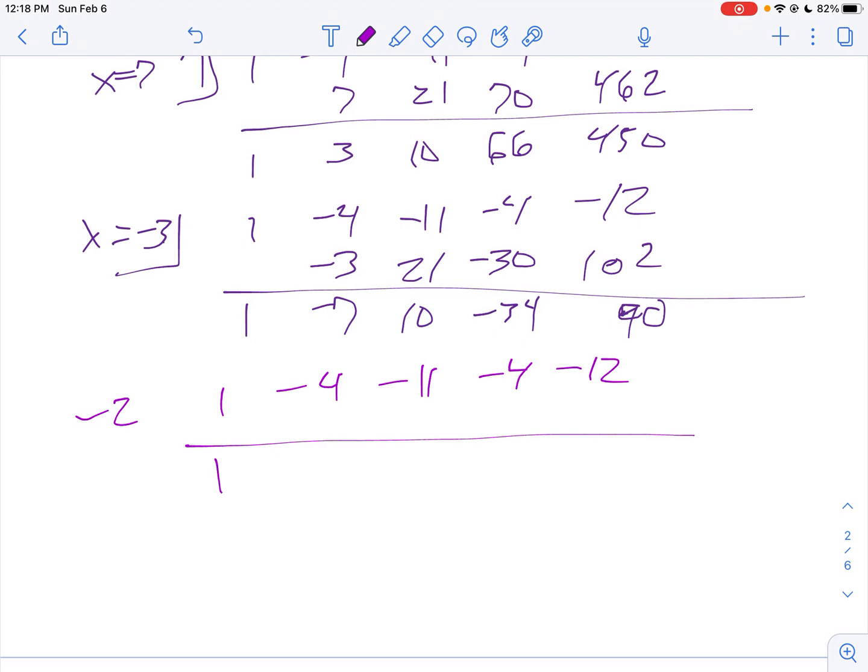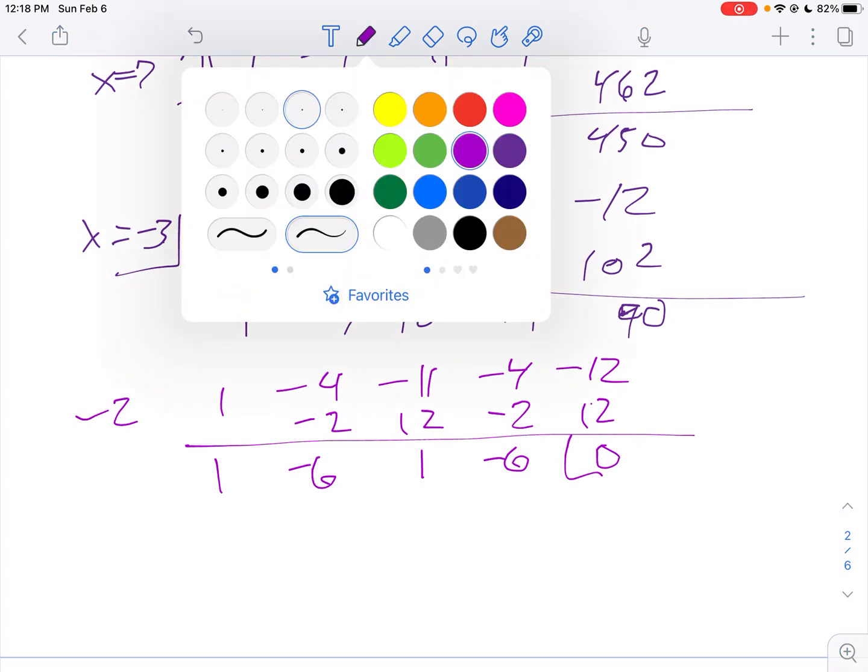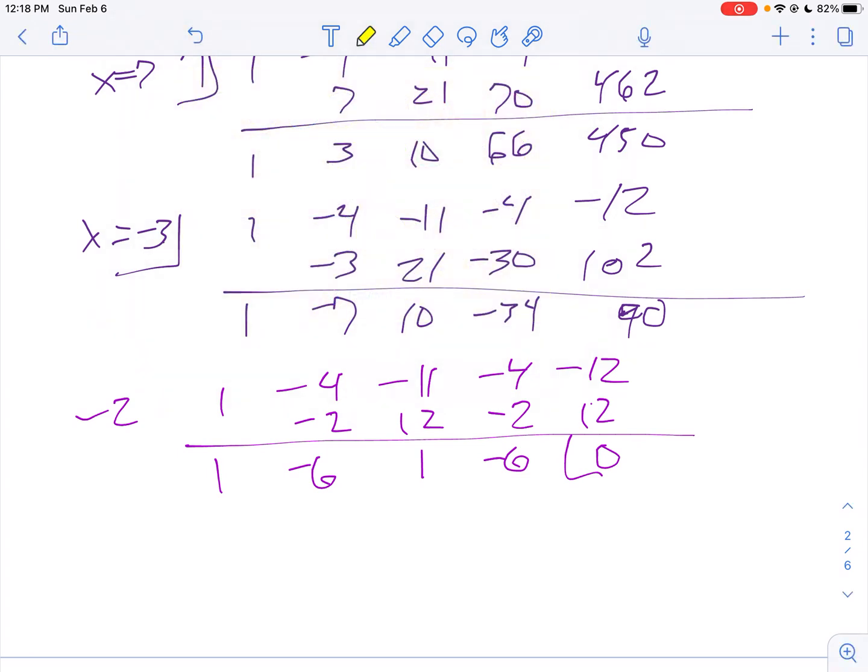So bring down the 1. 1 times negative 2 is negative 2. I get negative 6. Negative 6 times negative 2 is 12. I get 0, don't I? So x equals negative 2 is one of my rational roots. Whoops, I wanted to highlight that for you, not cross it out.